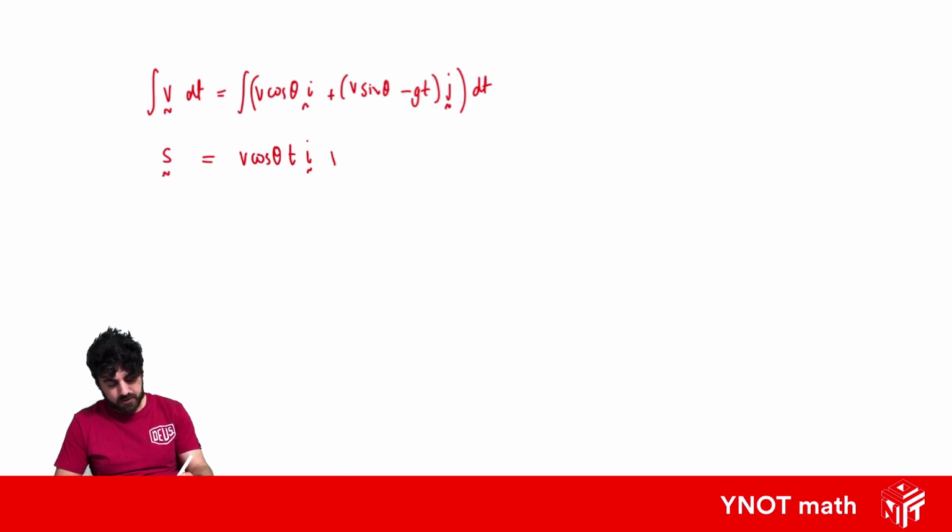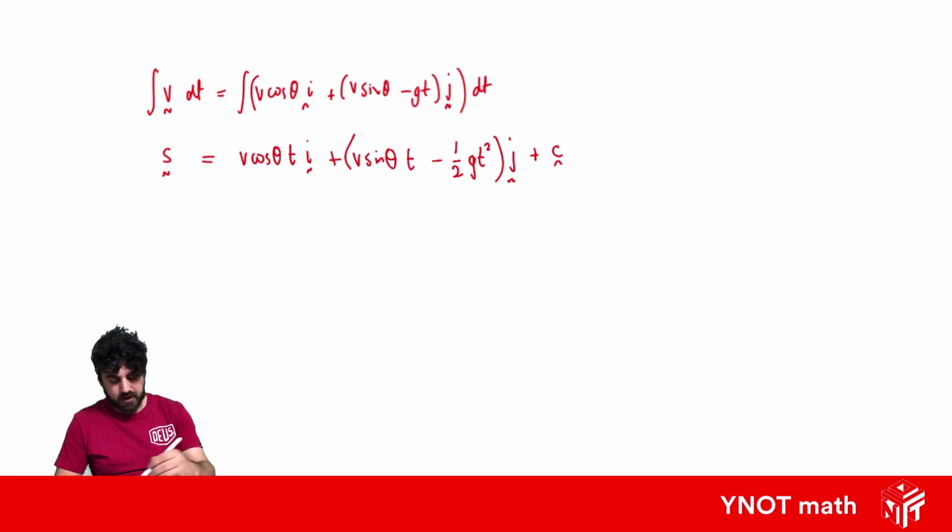Same with our next term. We're going to get v sine theta t. This term already has a t, so we're going to add 1 to the power and divide by the power, so we're going to get a half gt squared j plus our constant vector.